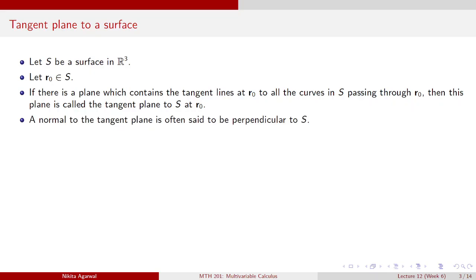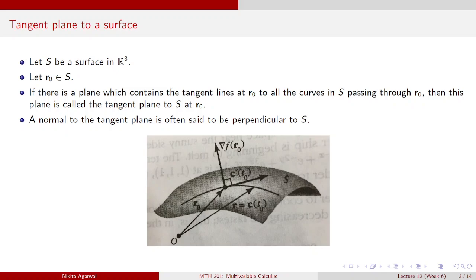A normal to the tangent plane is often said to be perpendicular to S. So if you have a tangent plane at the point, let's say R0, then the normal vector is said to be perpendicular to S at the point R0. So now we are going to talk about, in the next slide, the tangent plane to a level surface.